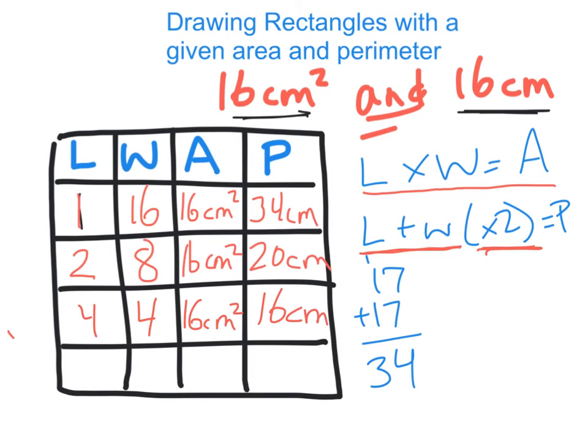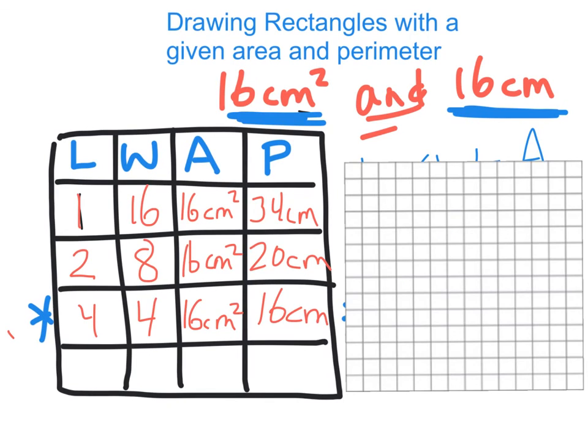Excellent. So now look what I've done. I found the one that has our area that we want to find and our perimeter that we want to find. Next job is to draw it. So now with the ruler you could draw your rectangle, 4 long and 4 wide. And that meets the criteria. It has an area of 16 centimeters squared and a perimeter of 16.